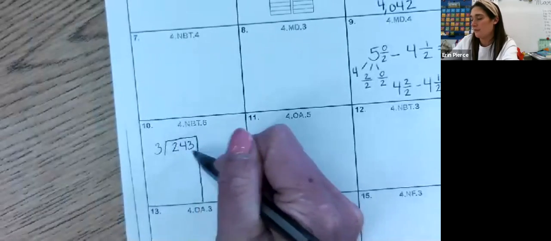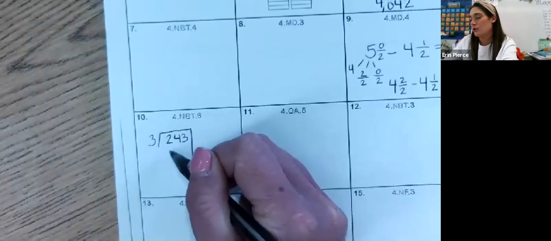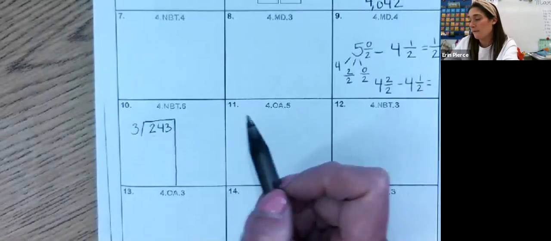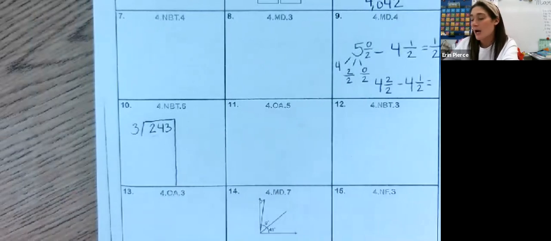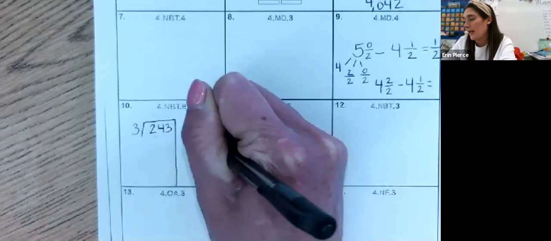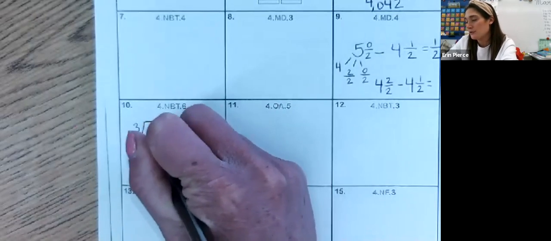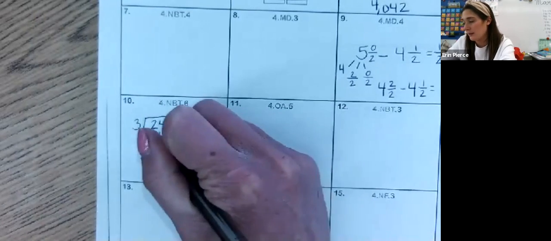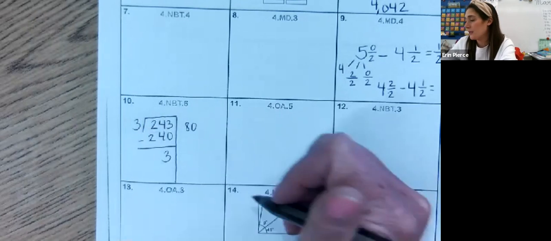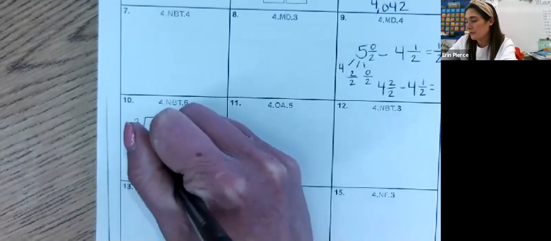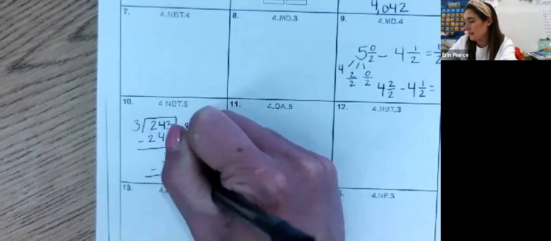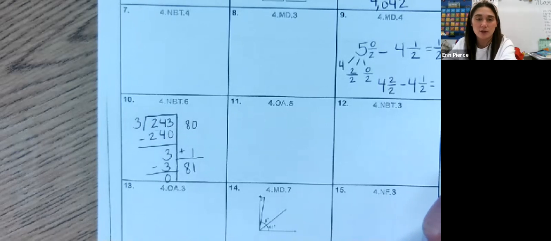I can't do 2 divided by 3, so I need to look at 24 tens and divide that by 3 first. If I do 24 tens divided by 3, I have an answer of 80. 80 times 3 is 240. I subtract, and I get 3 left over. 3 divided by 3 is 1. I write 3 beneath it. I subtract and get 0. If I add 80 plus 1, I get 81 is my answer.